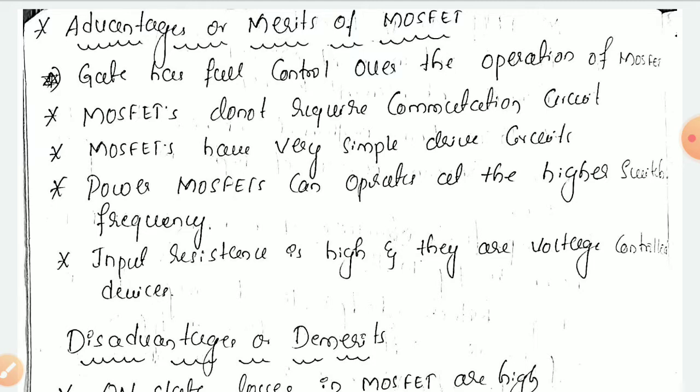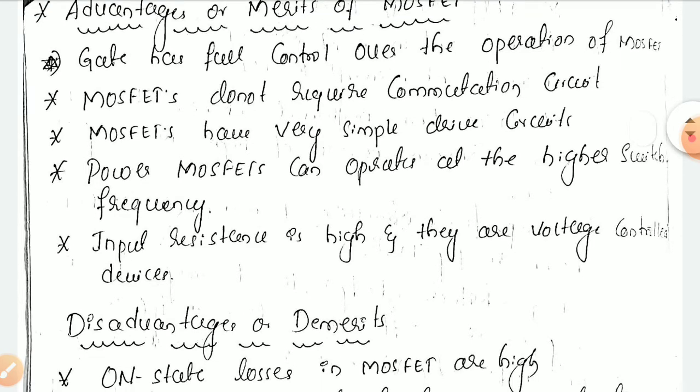Now let me start with some of the advantages, or merits, of using MOSFETs in power electronic circuits. MOSFET is a metal oxide semiconductor field effect transistor. It has full control over its operation. There are three terminals in the MOSFET: gate, drain and source. With a diode, there is no control over its operation. But in a MOSFET, the gate terminal has complete control over its operation. If you switch on the gate, the MOSFET will turn on. If you switch off the gate, the MOSFET will turn off.